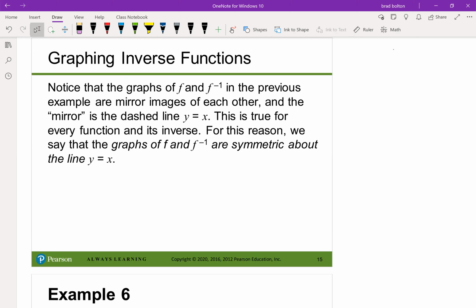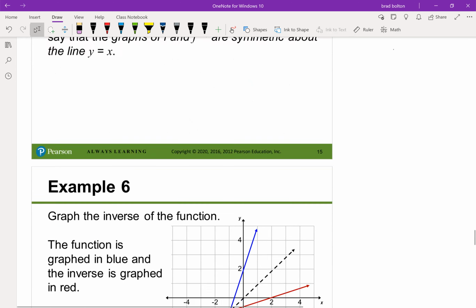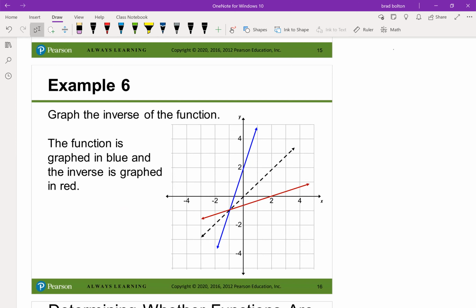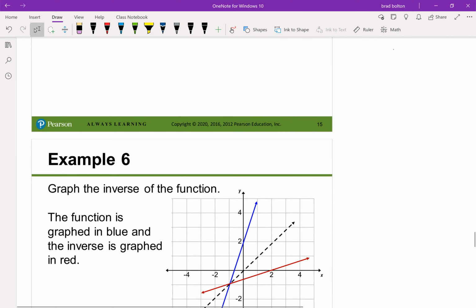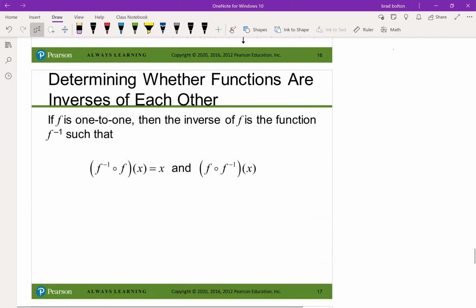This is true for every function and its inverse. For this reason, we say that graphs of f and f inverse are symmetric about the line y equals x. Okay, so graph the inverse functions, function graphed in blue and the inverse graphed in red. Okay, so we already did that. All right, let's move on.